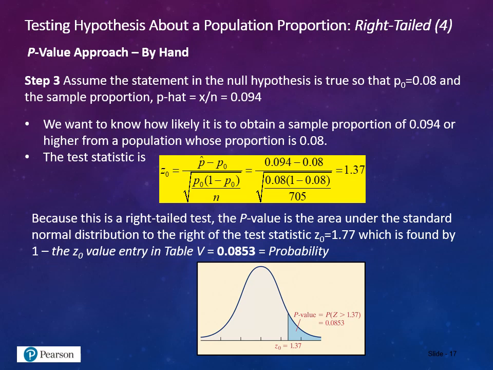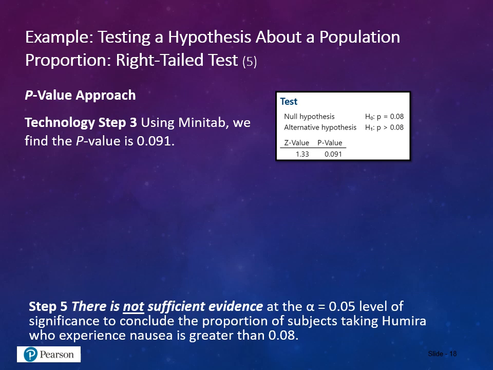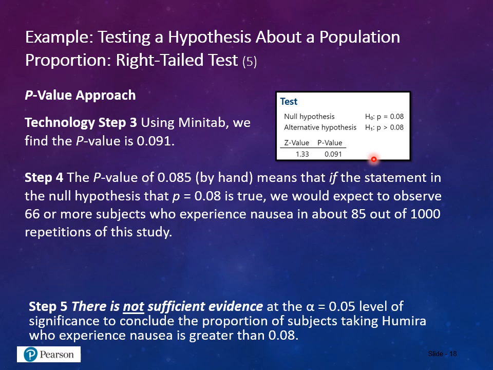Because this is a right-tailed test, the p-value is the area under the standard normal distribution to the right of the statistic, Z0, which is found by 1 minus the Z0 value entry in table 5, which equals 0.853, okay? Here again, we have the same data, or relatively close. It's not the same data.